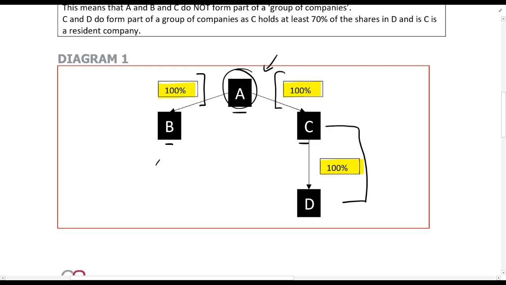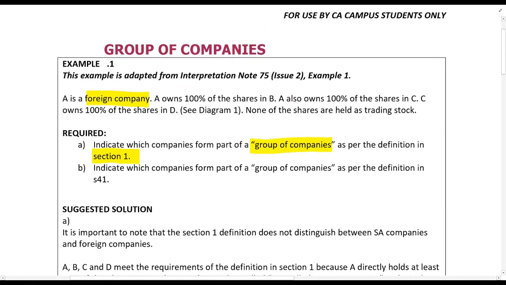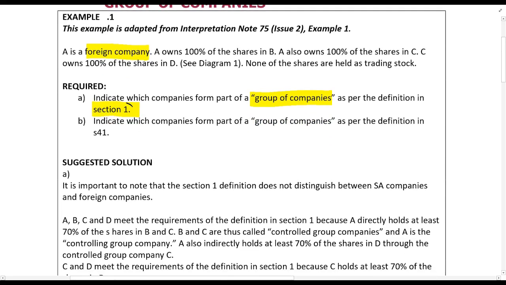C and D are also in their own group because C owns at least 70% of the shares in D. So C is the controlling group company and D is the controlled. But because A and C are also in the same group of companies already, it means that D and A are also in the same group of companies. So all of these companies are the same group of companies. Right, and important there, if you go and look at the definition in Section 1, it does not make a distinction between South African companies and foreign companies.